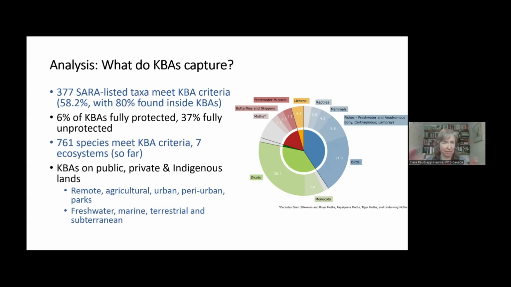So each one needs to be protected in the same way, but the monitoring is now a major priority, because where better to monitor your biodiversity than in the network of 1,000 sites that are most important for stopping biodiversity loss. So we only have 6% of key biodiversity areas in Canada that are fully protected, and there are 37% that are fully unprotected, and then the rest may have bits and pieces that are protected, so anywhere from 6% to 37%.